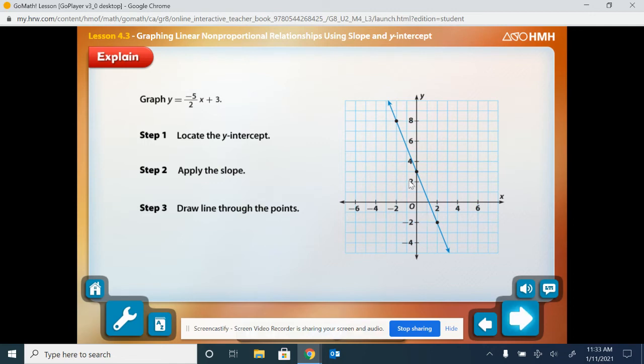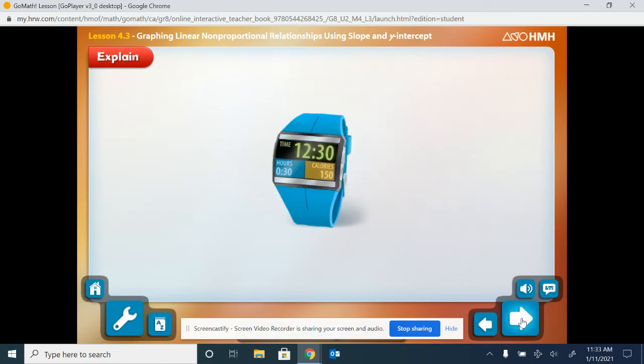So there's your line. The y-intercept is at +3, rise 5 and go to the left 2, or go down 5 and to the right 2. Have you ever tried to figure out how much exercise you would need to do to burn a certain number of calories? Let's take a look at this real-world situation.